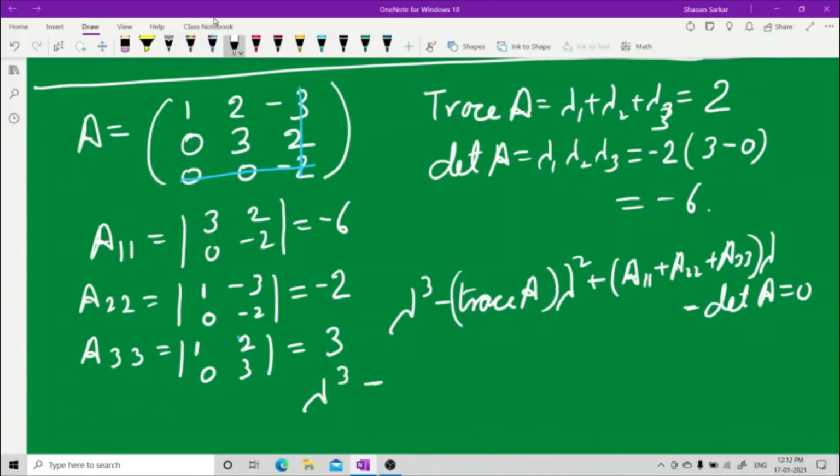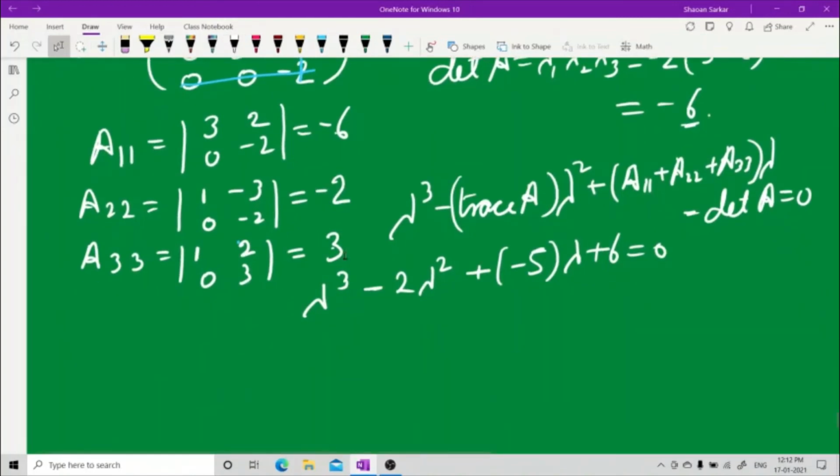Lambda cube minus trace times lambda square, plus the sum of minors, which is minus 6 plus 3, that is minus 3 and minus 5. I'll get minus 5 lambda, and the determinant is minus 6, and here is a minus, so plus 6 equal to 0. So I'll get lambda cube minus 2 lambda square minus 5 lambda plus 6.